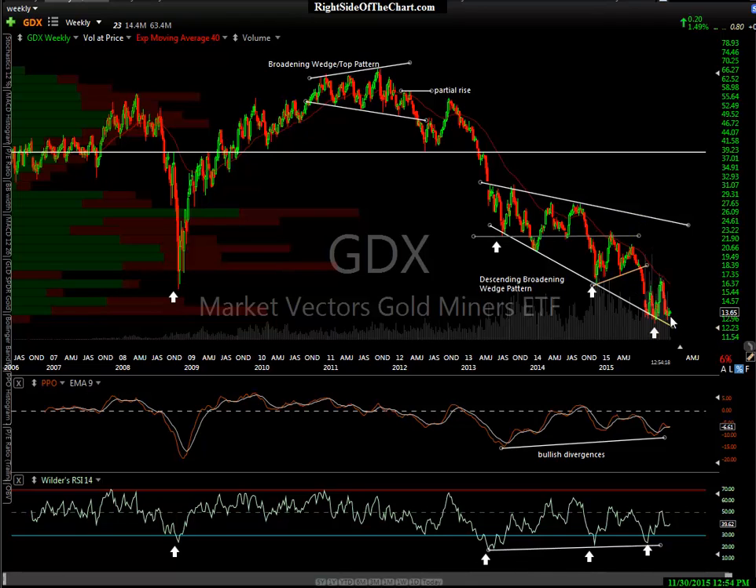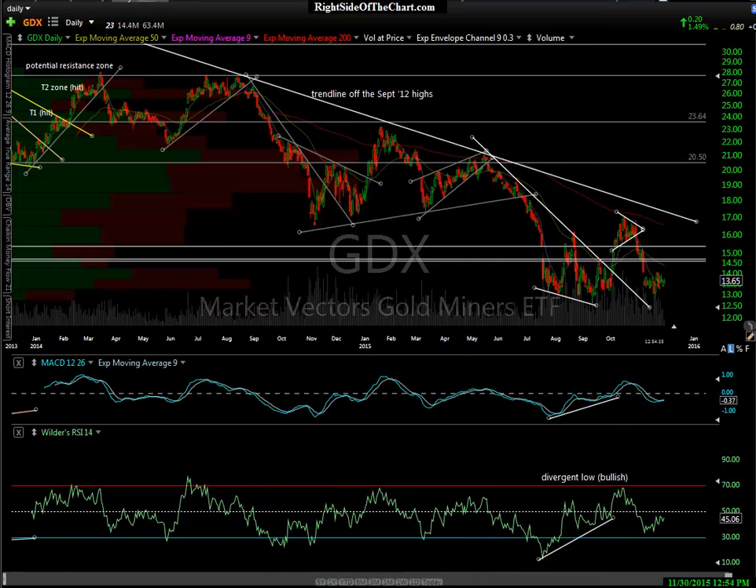And again, we're down here at the bottom with this bullish divergence in place. So, is the bottom here yet in gold and the miners? It could be. We'll only know that in hindsight, but I can tell you again, I would rather be looking for long side opportunities here than more shorting opportunities with these divergences in place.